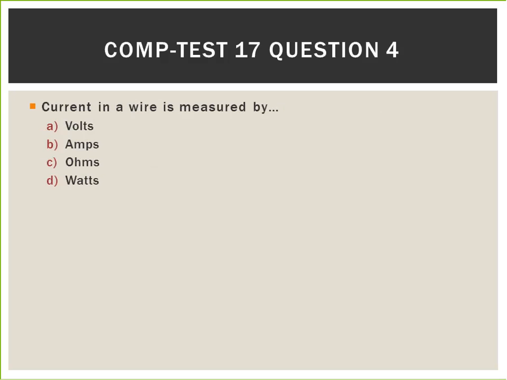Comp Test 17, question number 4. Current in a wire is measured by A, Volts, B, Amps, C, Ohms, D, Watts.